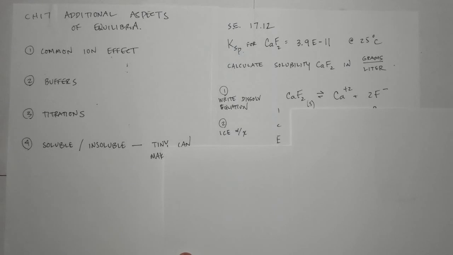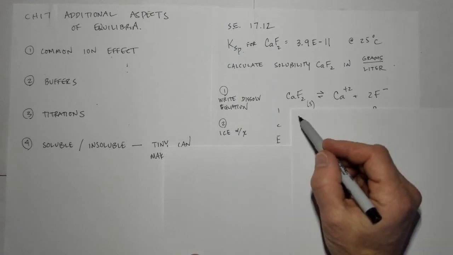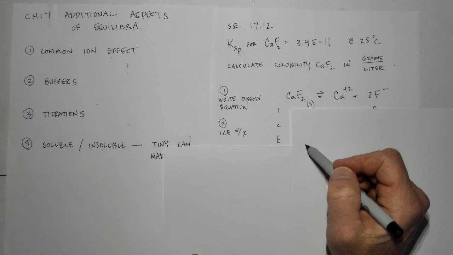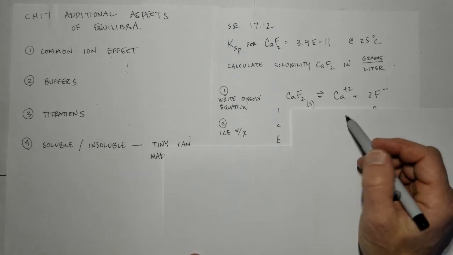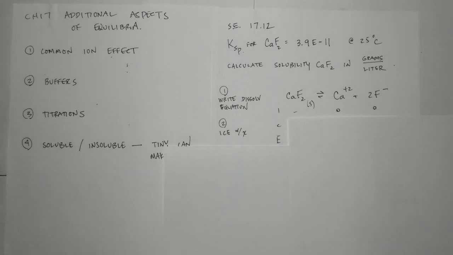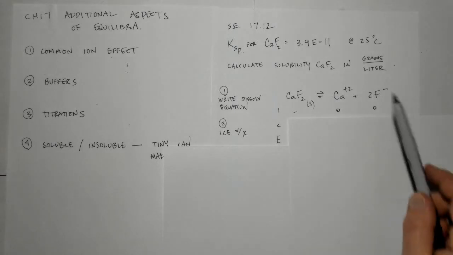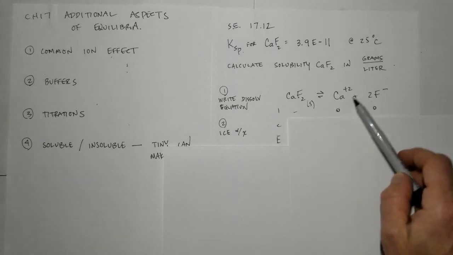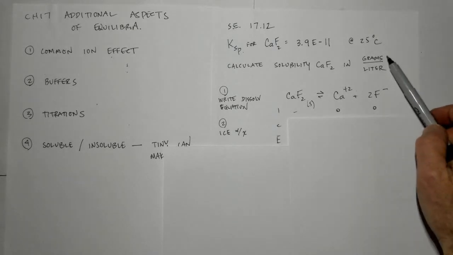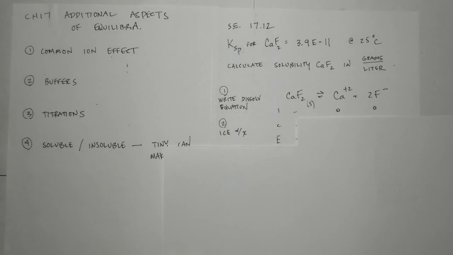And for this ICE table, remember, since it's a solid, we're going to have none, none, and none right here. And then over here on this side, we start with 0, but then we're going to have to use a variable x to decide how much of each of these is going to dissolve, because ultimately we want to know this concentration right here and then convert that to grams per liter.